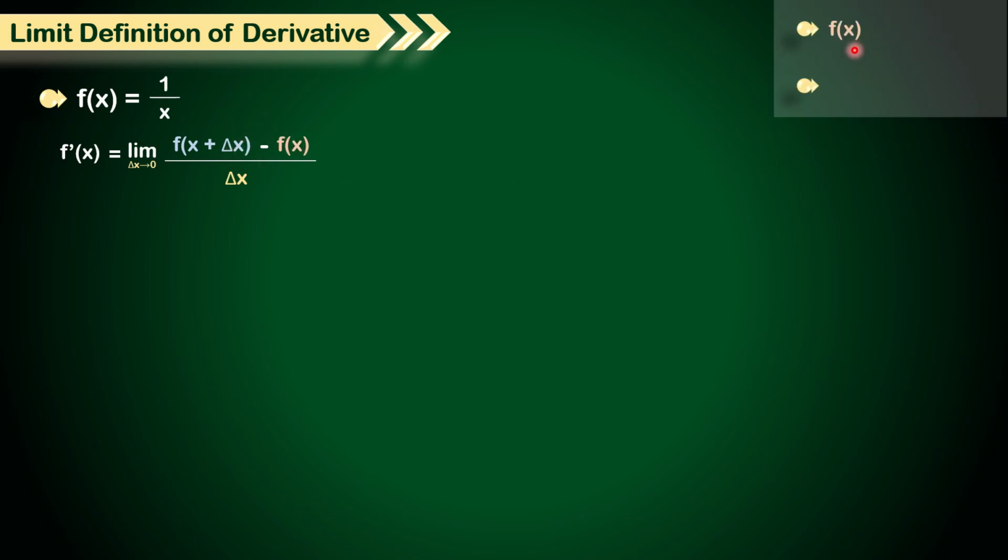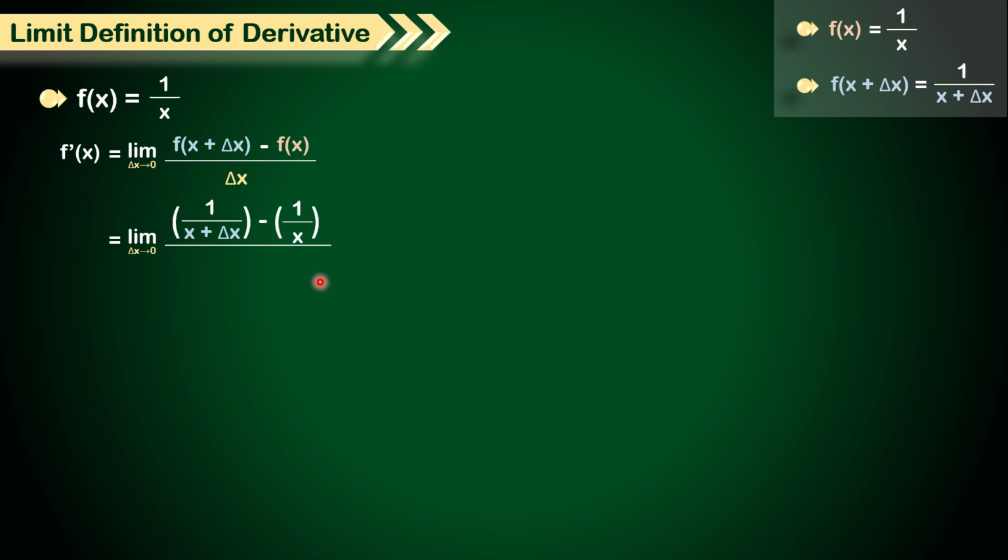F of x is the function, which is 1 over x. And f of x plus delta x is equal to 1 over x plus delta x. Substitute those to the derivative definition. Limit of f of x plus delta x, which is 1 over x plus delta x, minus f of x, which is 1 over x, all over delta x as delta x approaches 0.